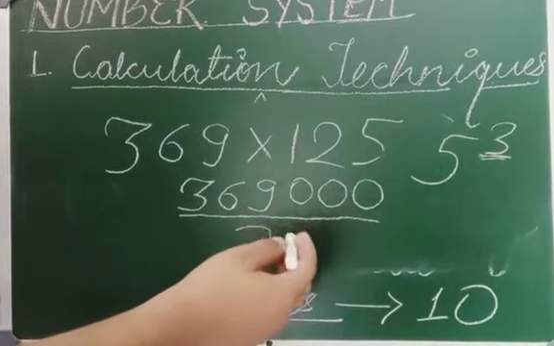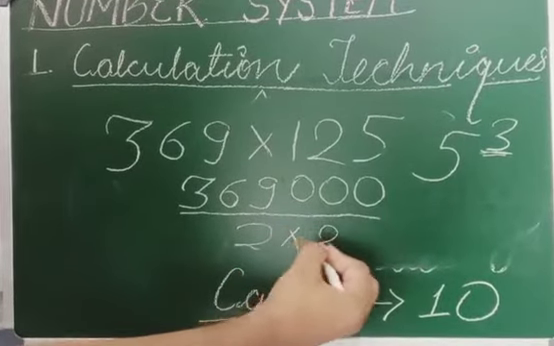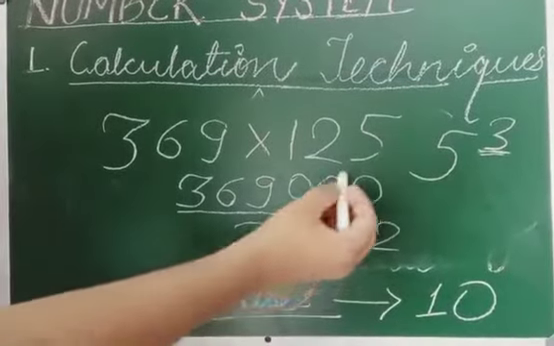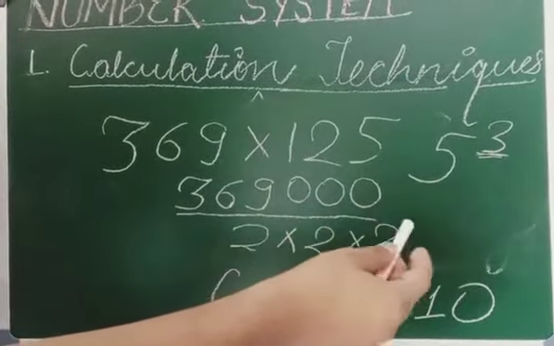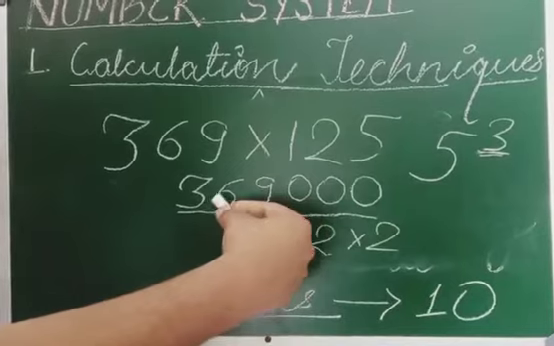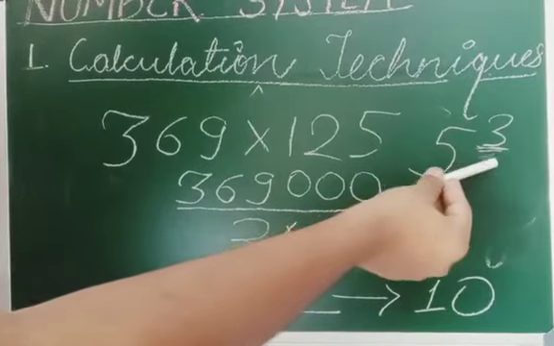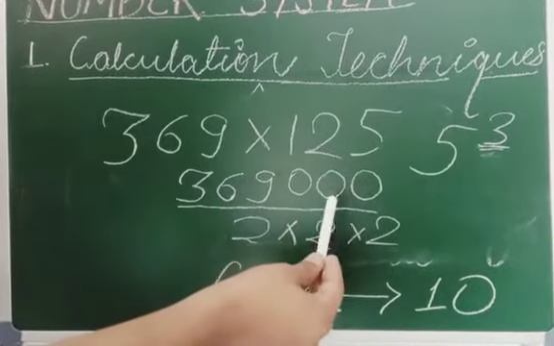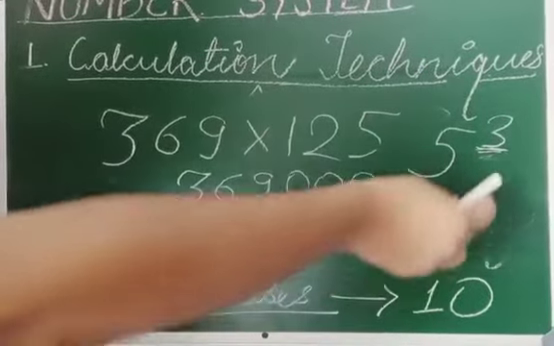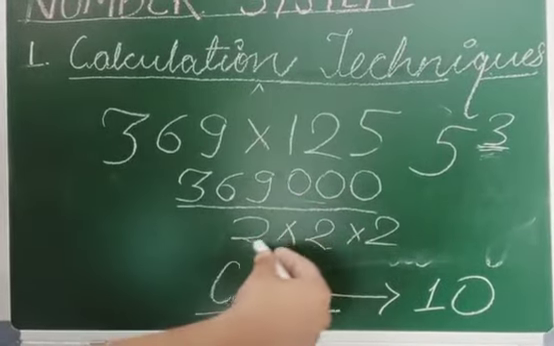But in this question we will divide it by three 2s, 2 2 2. As we have displaced 3 zeros at the end of 369, we also have to divide by 2 three times, because the power of 5 is 3, so the number of zeros will be 3 and the number of 2s will be 3. If it is 5 squared, we have to displace only 2 zeros and divide by 2 twice.